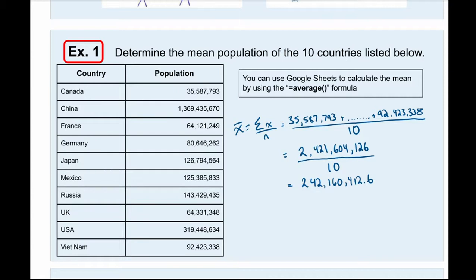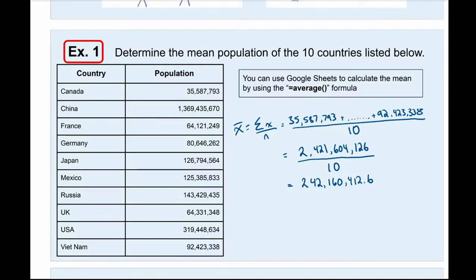Now looking at that, you can say, well, that's a pretty large average, but if you take a look at some of the countries we used, we have China in there, which is quite large, right? That's at 1 billion already. We have the USA, which is at 320 million roughly. And we have a lot of other countries that are smaller. So those larger countries do kind of overpower or impact our average.